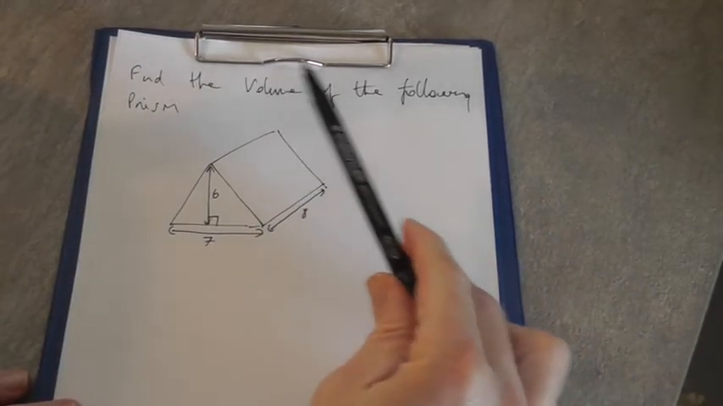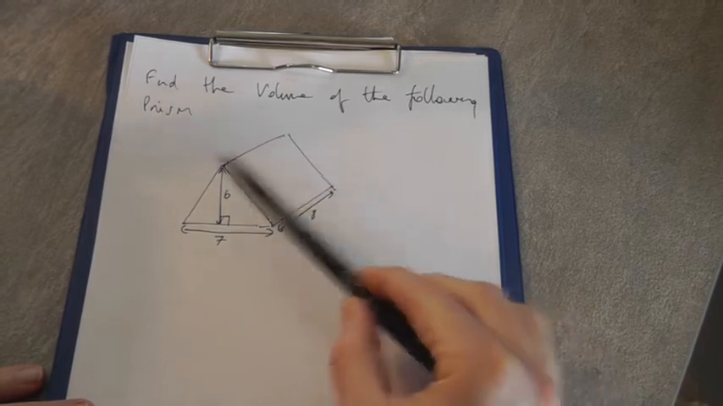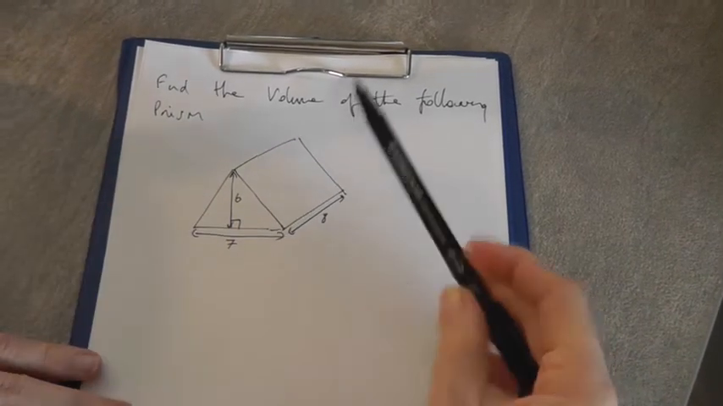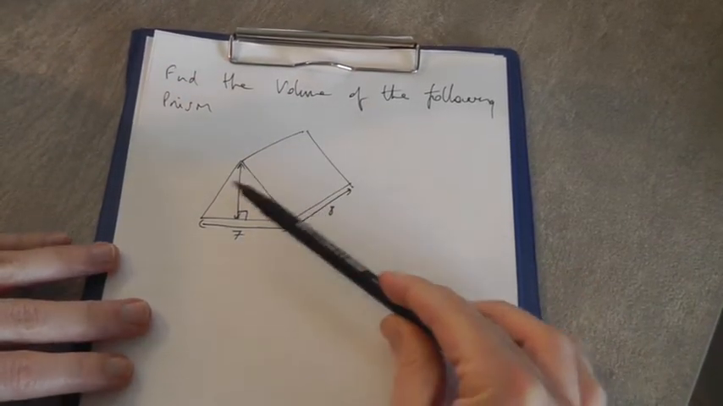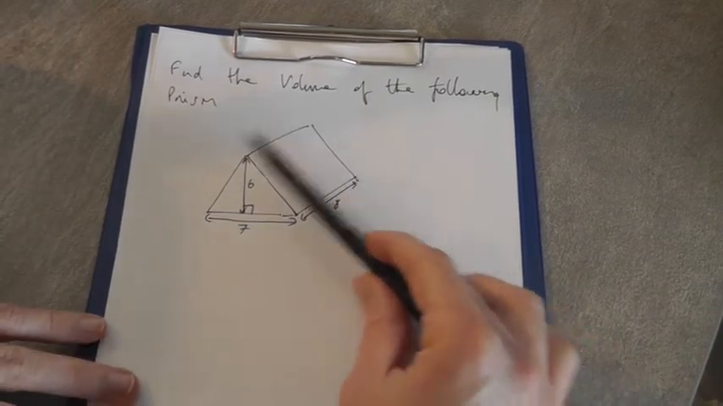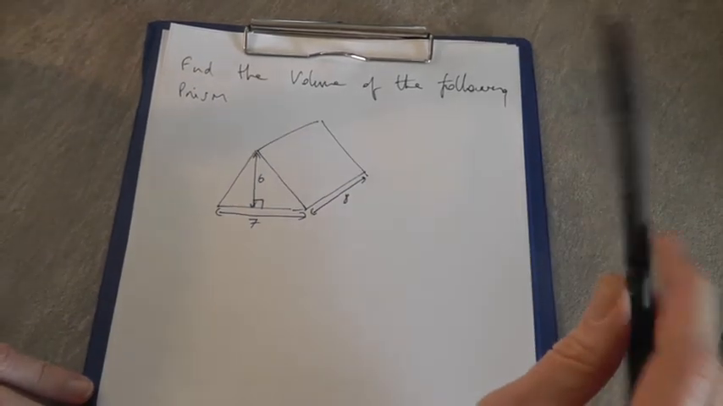Okay, we have the question here which states, find the volume of the following prism. Now a prism has what we call a cross section, and that cross section is spread through a length to create a three-dimensional object. Is that all right there? So we want to find the volume of it, in other words the space that this prism occupies. So how we do it is this.